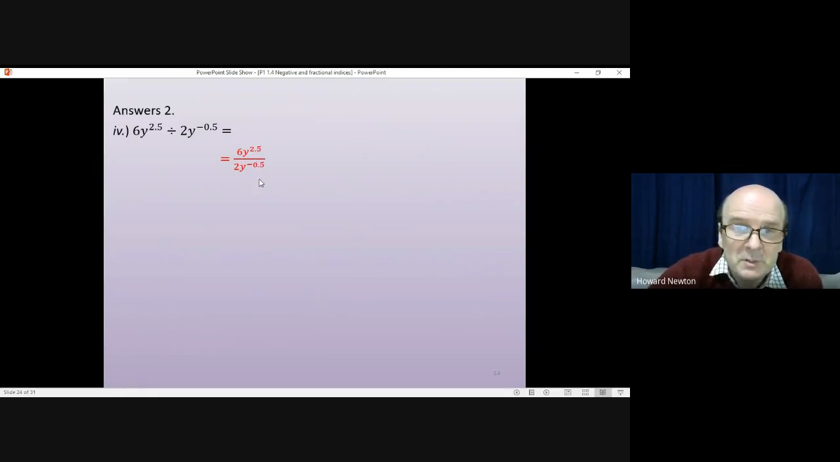And with the powers, we'll be doing a subtraction. 2.5, take away the minus a half. So 6 divided by 2 is 3. 2.5, take away minus a half is 2.5 plus a half, which gives us 3y cubed.